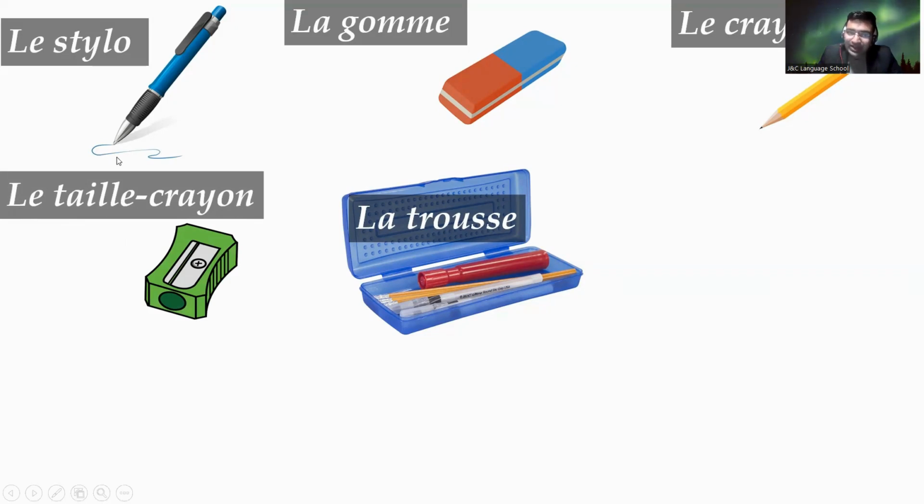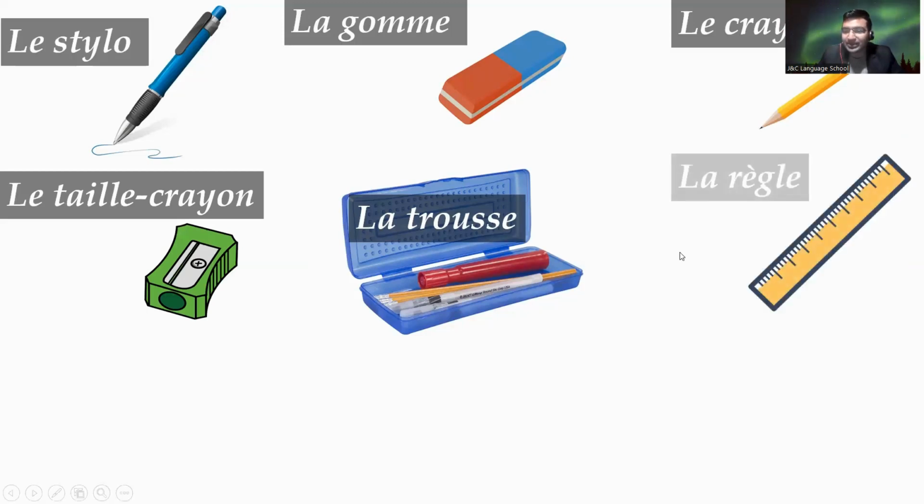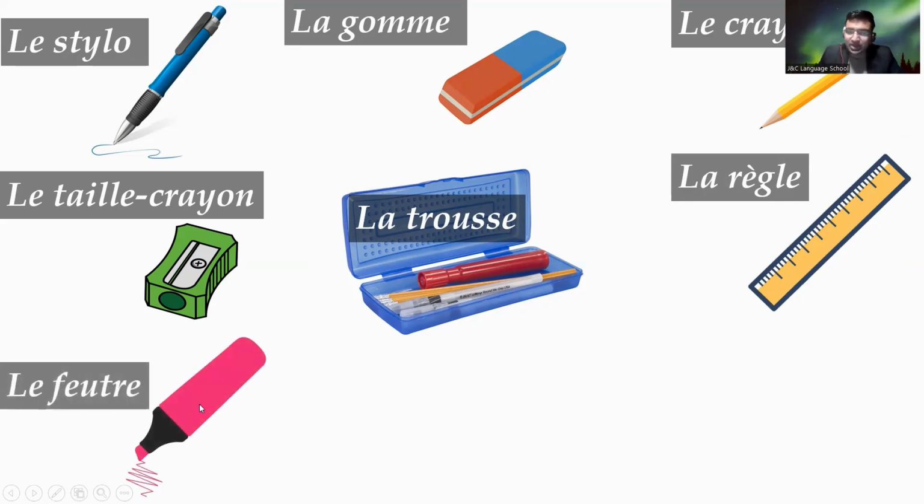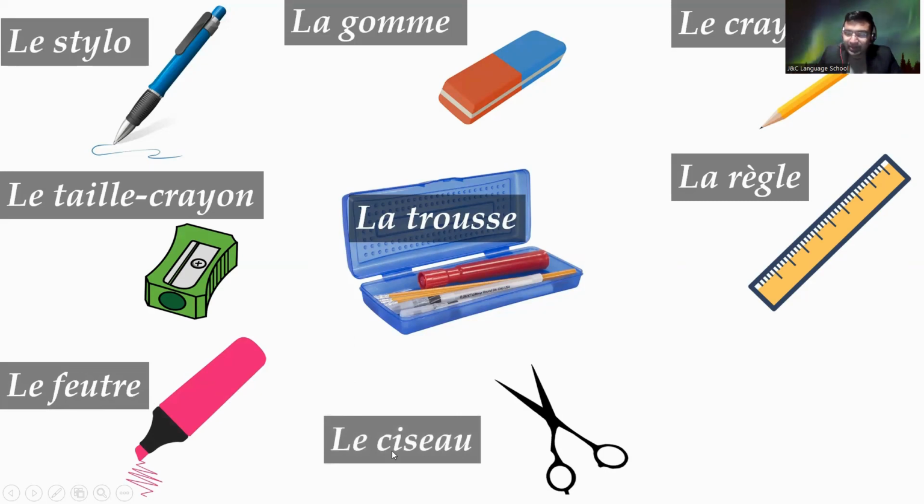Again, the two L are between I and E, so you will pronounce it as le taille crayon. The sound of two L will change to Y. Le taille crayon for the sharpener, and we will say ruler or scale in French simply as la règle. La règle for the ruler. We will say marker or highlighter simply as le feutre. Le feutre for the highlighter, and scissor will be pronounced as le ciseau.